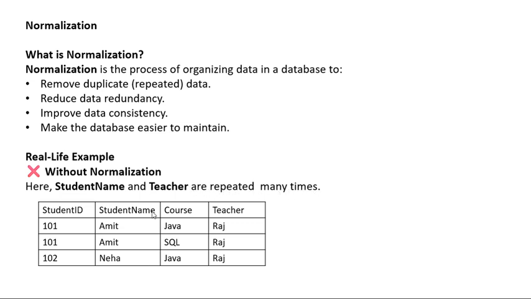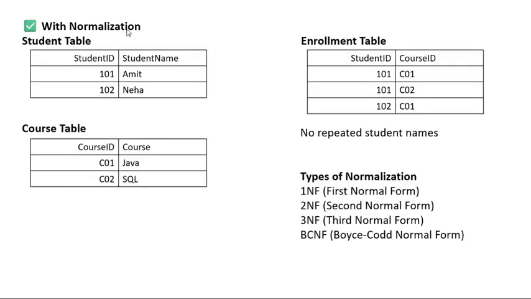And a real life example: without normalization, the student names and teachers names are repeated many times, and so the student IDs, names, course and the teachers names are repeated, and some student names are also repeated. And with normalization, inside the student table, Amit's data, which was printed two times, is printed only one time: 101 is Amit and 102 is Neha.